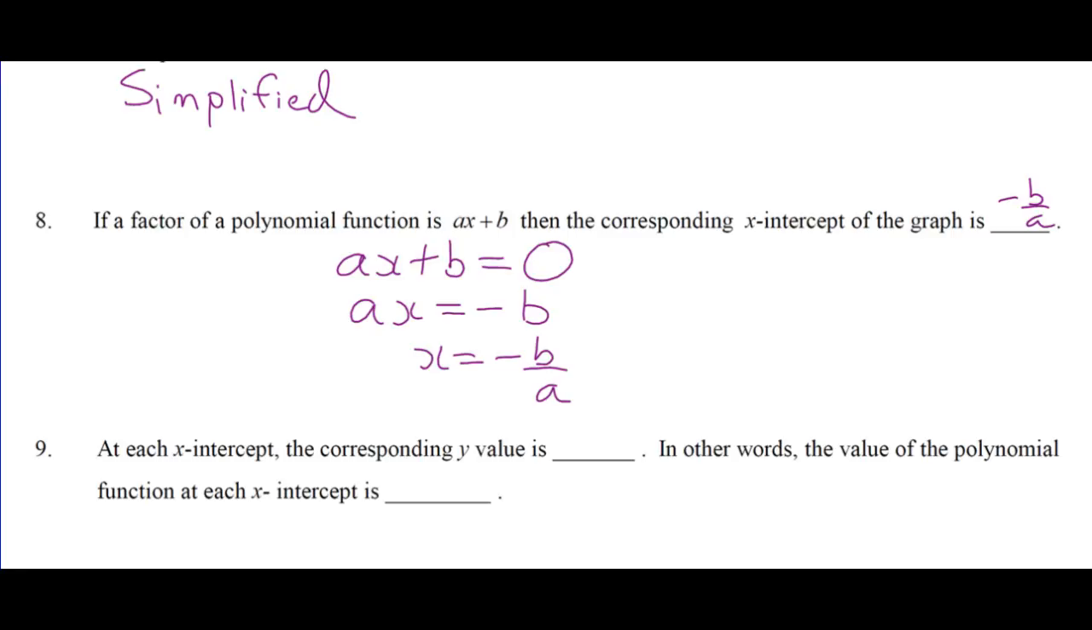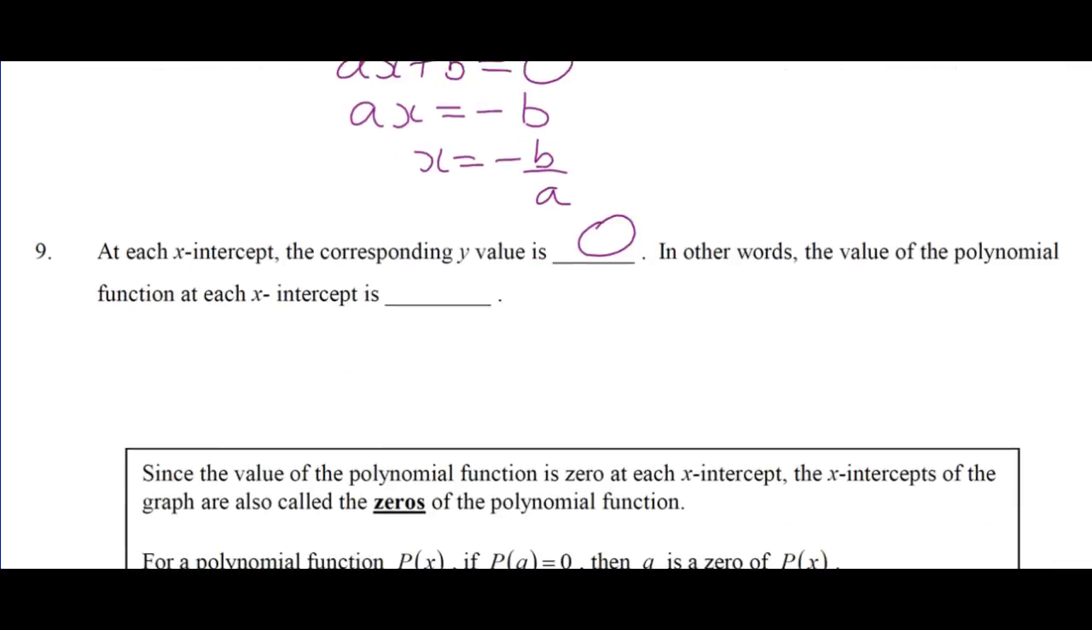At each x-intercept, the corresponding y value is 0. We just mentioned that, right? In other words, the value of the polynomial function at each x-intercept is 0. If you evaluate it, you'll get a 0. A 0 means the y is 0. It means that it's an x-intercept.